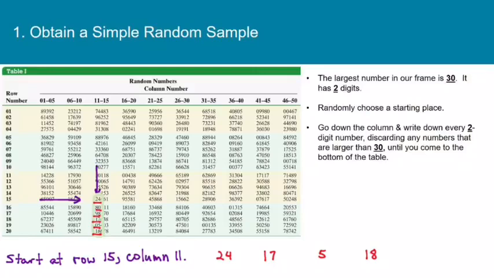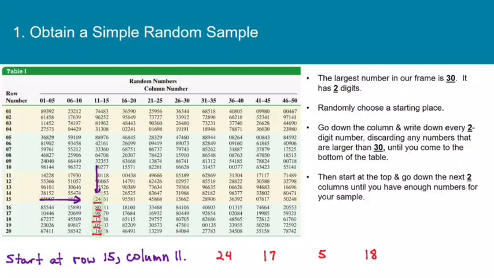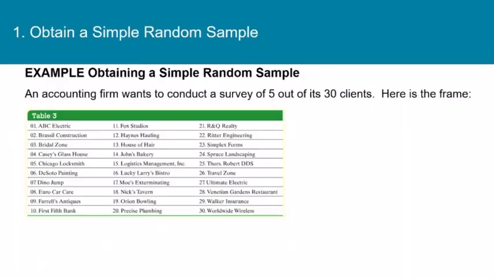But now we're to the bottom of the table, so to continue, we'll go back up to the top and do the next 2 columns, which is going to give us a 48, which is too large, and then a 25, which is within our frame, so we can keep that one. Okay, so here are our 5 numbers. Now what we need to do is match these 5 numbers with the members of our population.